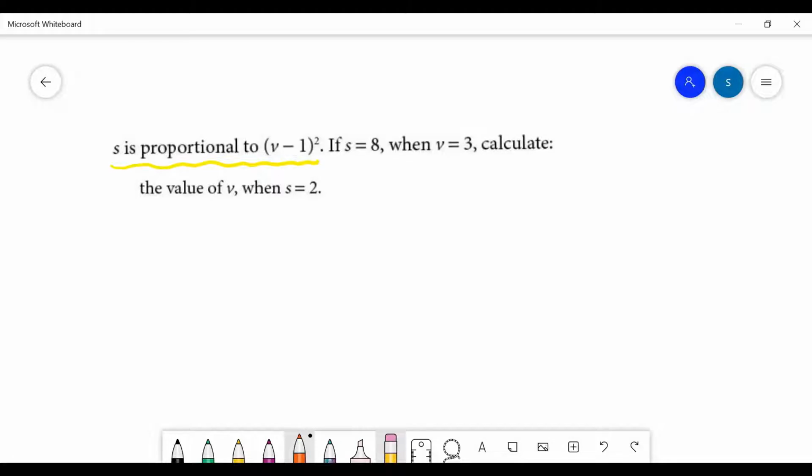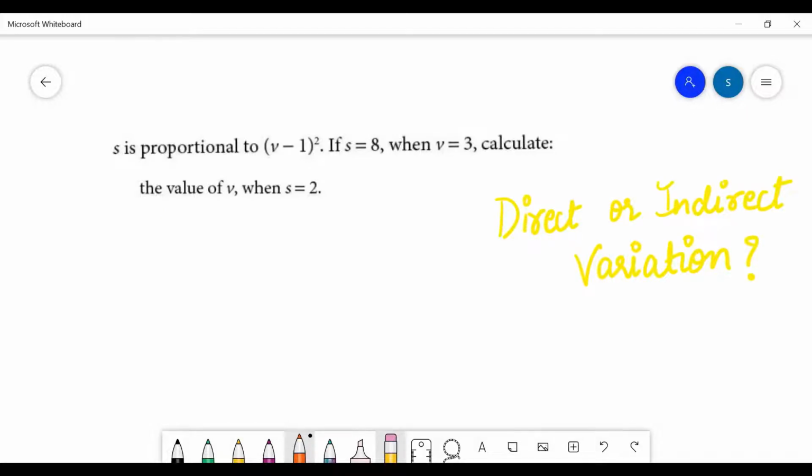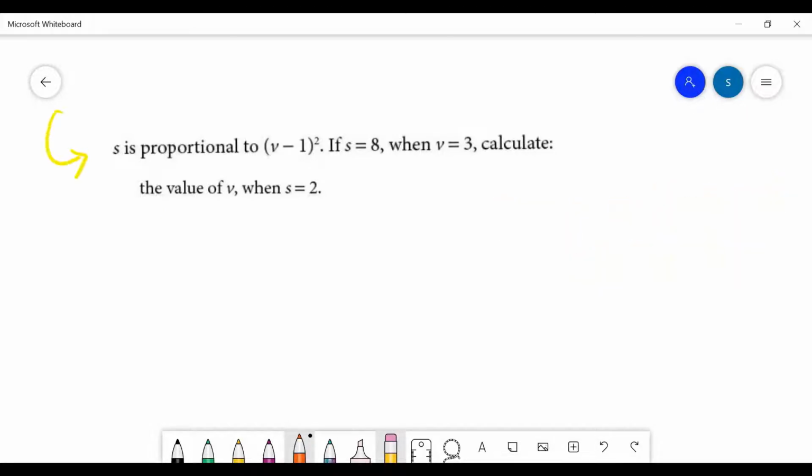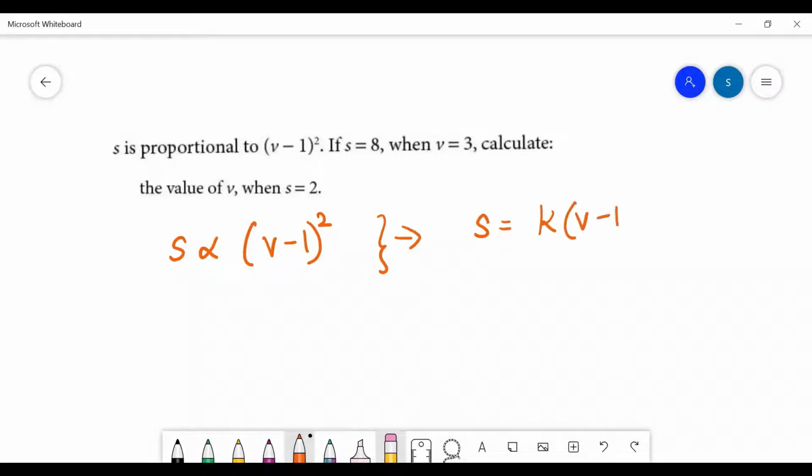S is proportional to (v minus 1) whole square. If s equal to 8 when v equal to 3, calculate the value of v when s equal to 2. So here also use the same logic. First figure out if it's a direct or an indirect relationship. So this is a direct relationship. That means S is directly proportional to (V minus 1) whole square. If I write it in equation form, that would be S equal to K into (V minus 1) whole square. So that's step 1.